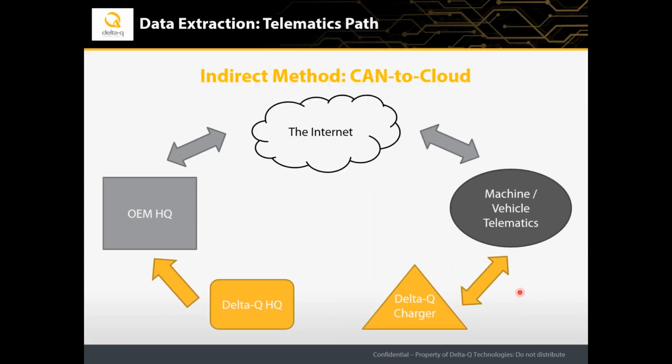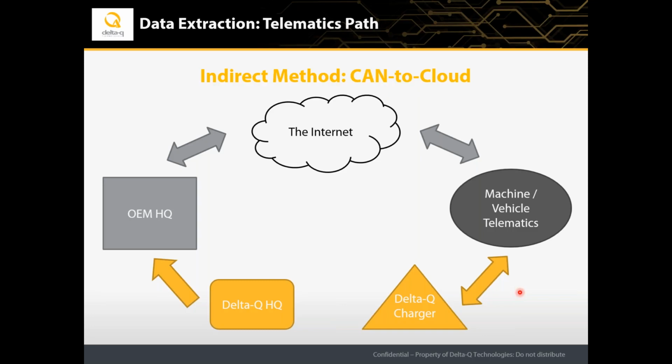So we're ready for the future though, and that's this indirect method, or CAN to cloud. And it's what we call the telematics path. More and more of our OEMs are installing wireless data modules in their machines and including the charger in that CAN network. So this allows not only for remote viewing and retrieval of charger data, but continuous monitoring of the charger along with the machine. It's then also easy to share this information with DeltaQ without a technician visit or user involvement, and we can still address the issue with the machine.